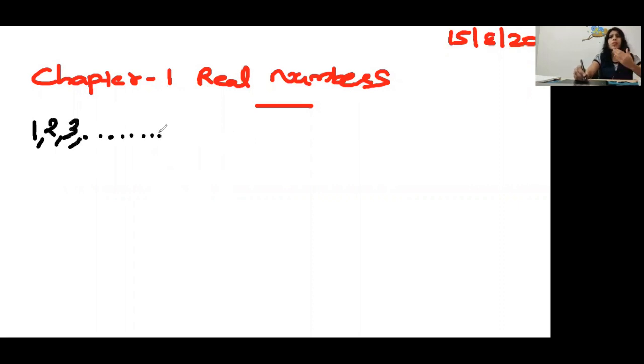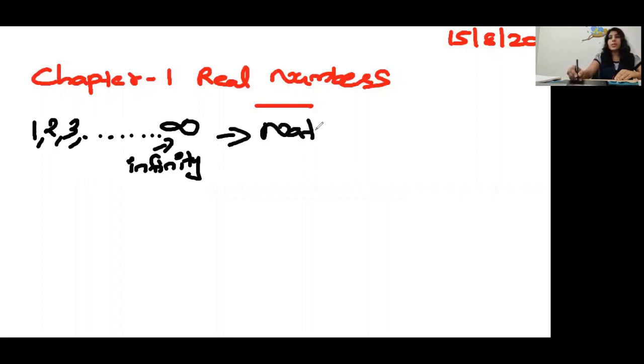Up to which number? We don't know what is the last number. So, generally we will call it infinity. This is the symbol of infinity. Infinity means a countless number. So the numbers which are starting from 1, 2, 3, etc. up to infinity will fall in the natural number category. N. We call it a natural number.